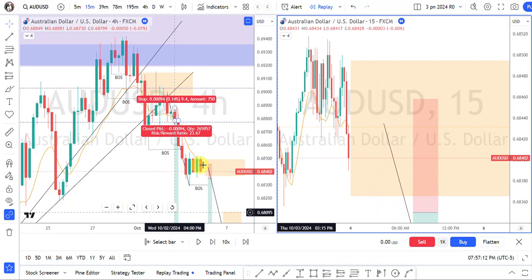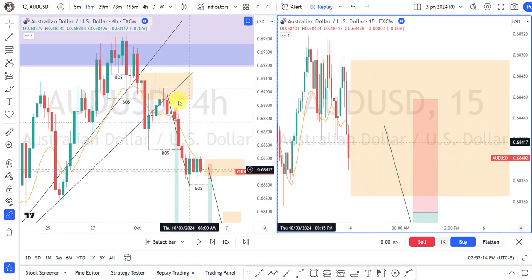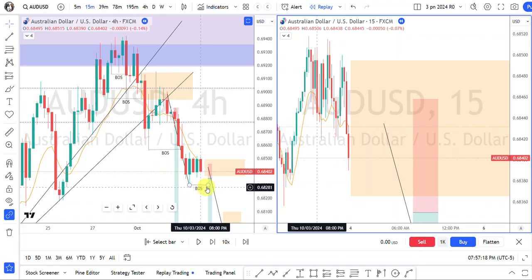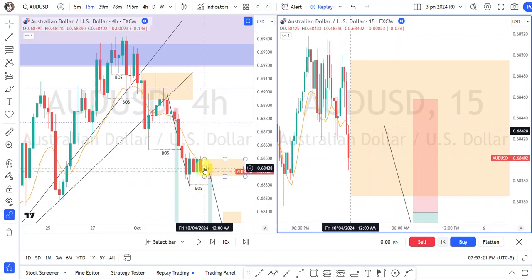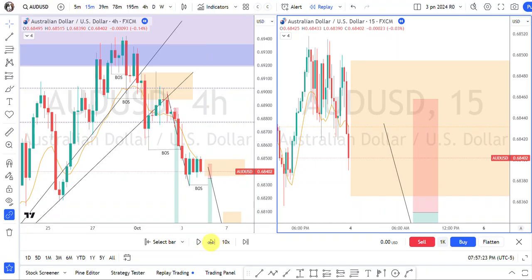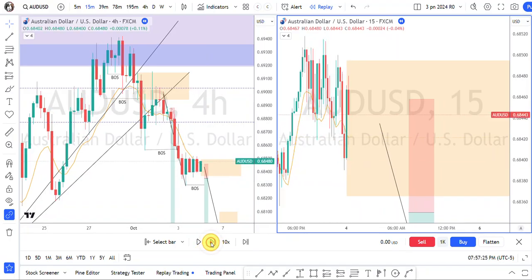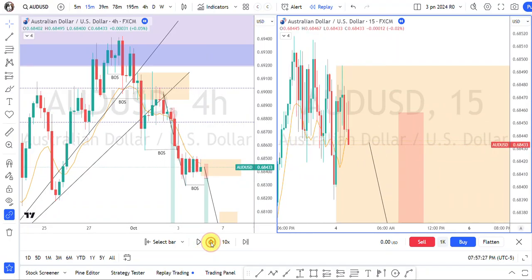Okay, so you can see we're going sideways here again. We've had a nice drop. Break of structure again. This was labeled in the future because it doesn't actually break the structure until we get a close below that. So we're going to continue forward, see what happens. Control this time.